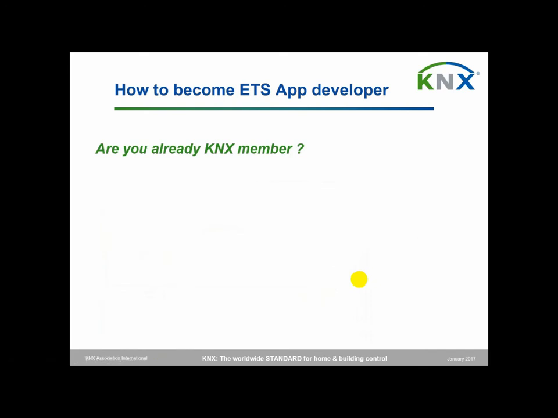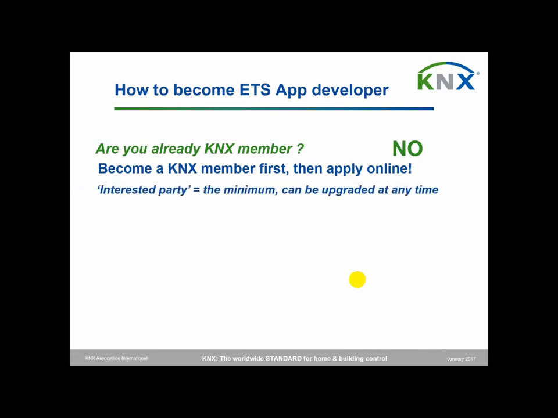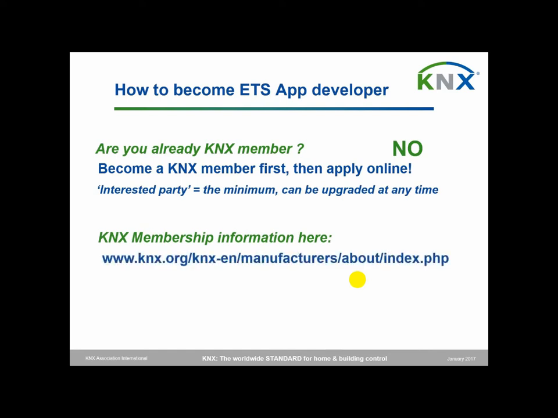If the answer is no, then you should become a member first, and you can also apply for membership online. The interested party would be the minimum, and at any time you can, of course, upgrade that. So the KNX membership information can be found on this very URL, or you just go to knx.org and you can find easily your way there. Information is all there. You can apply also from there online for membership. Again, interested party would be the minimum.